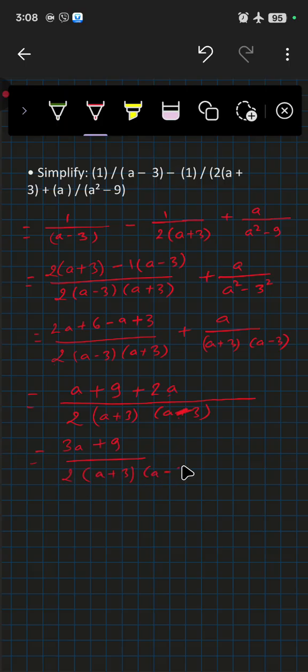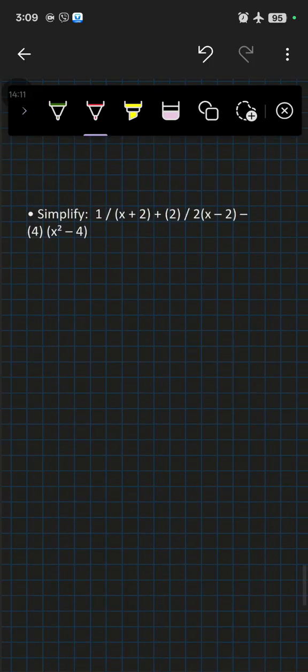Similarly, on the top you see 3 as a common. So the remaining factors will be a plus 3 inside the bracket. Now 2 in the denominator, a plus 3 multiplied by a minus 3. Let's reduce them. It comes 3 by 2 multiplied by a minus 3 as the answer for second last question. Okay, moving ahead to the next question, third last question.